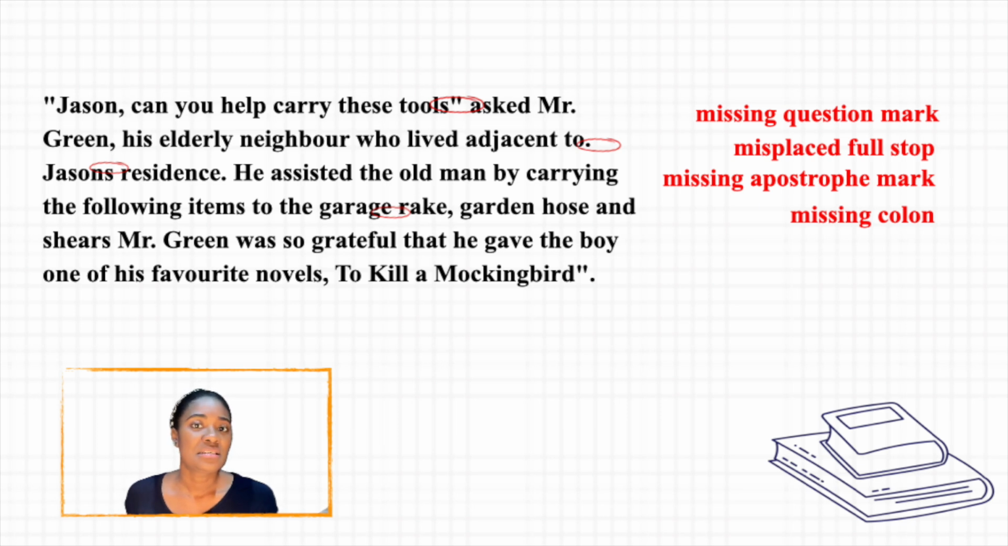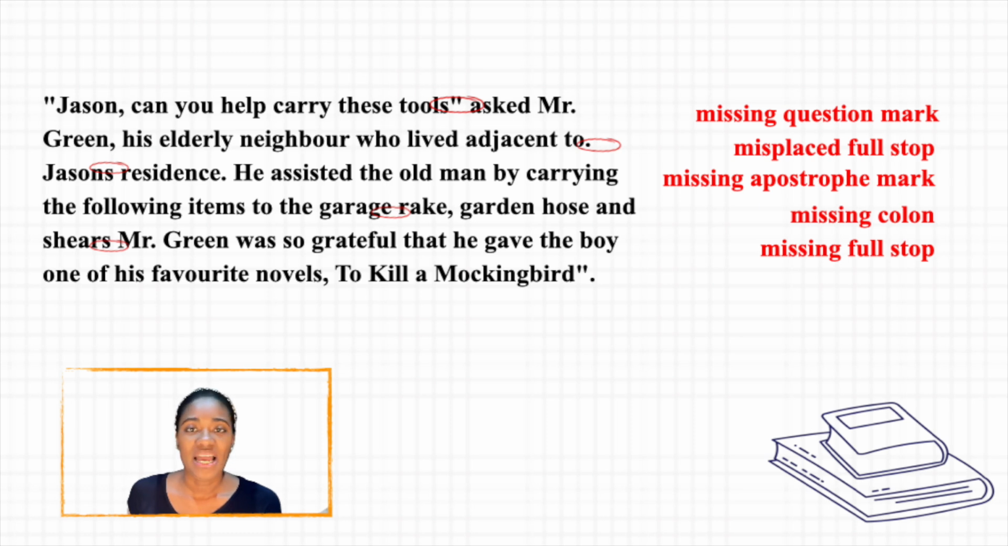But after that list is presented, we should end that thought, because another thought is being presented, another idea is being given to us. The idea that's being given to us in the very last sentence is that Mr. Green was so grateful. The idea that preceded that idea of Mr. Green being grateful is the list of items that Jason helped him to move from one place to another. And therefore, if we have two separate ideas, we need to separate those ideas by using a punctuation mark, which should go after the word shears. And therefore, the full stop is the punctuation mark that we should place after shears.